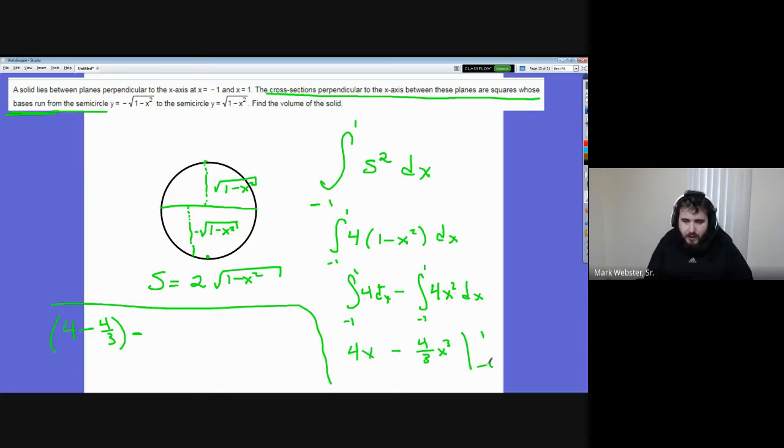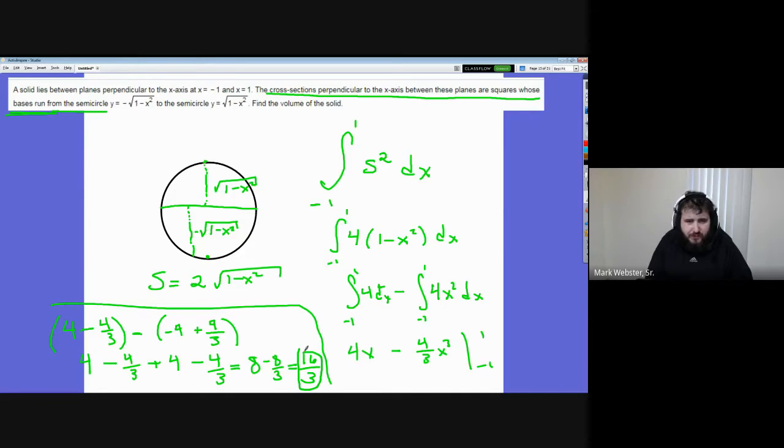Here we get, at -1, we get -4. And here we get +4/3. So I'm going to distribute that negative sign. I get 4 minus 4/3 plus 4 minus 4/3. 8 minus 8/3, right? And when you do that out, you get 16/3.